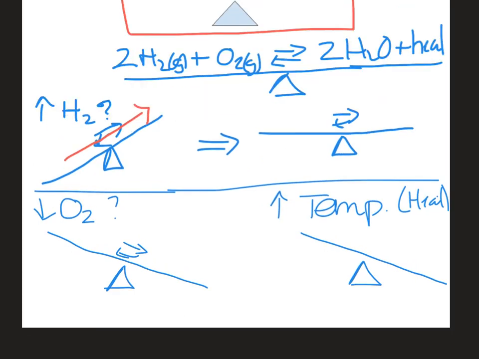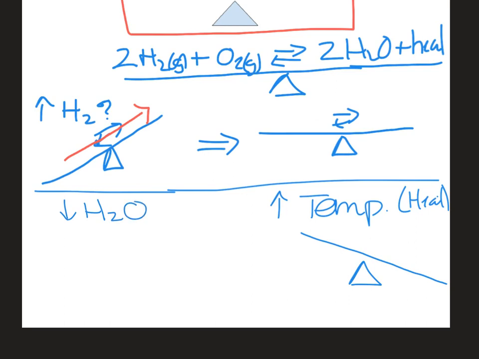And then the last question, I'm going to give myself some more room because I used up all my room. The last question, so what if we then decrease how much water we have? What would happen there? Well, we're taking it away from the product side. So our teeter-totter would initially look like that. So which direction would the equilibrium have to shift to go back to flat in this case?